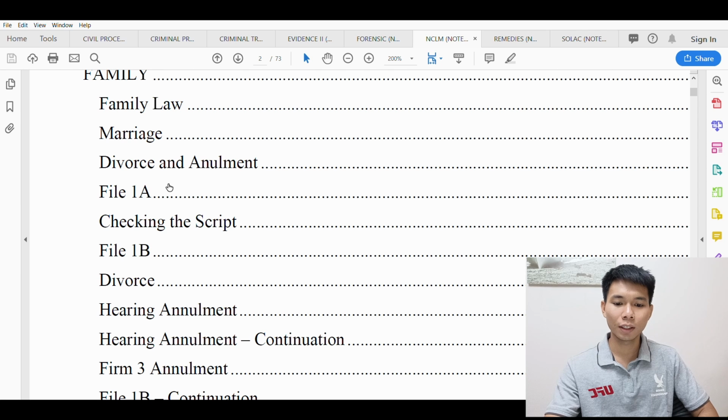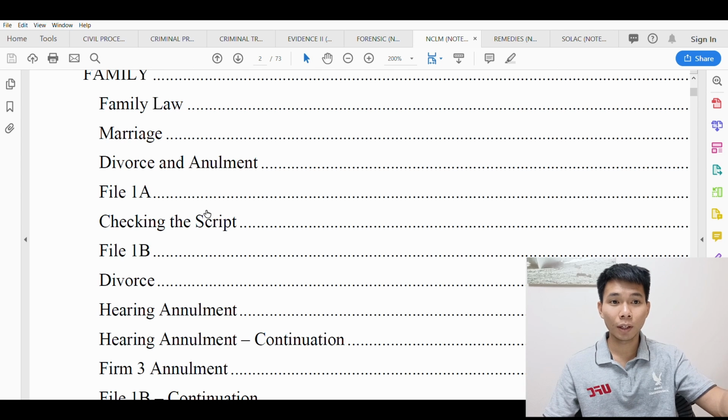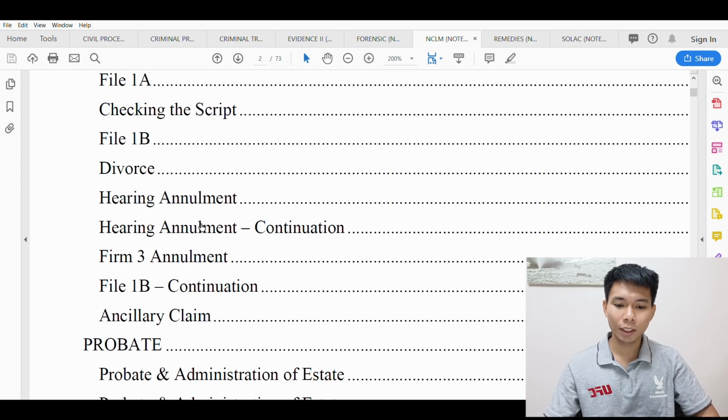For family law, you are also going to make a document for divorce and annulment, which is known as file 1A. And then you are going to have a mini court session regarding file 1A. So you will have your lecturer being the judge, the high court judge, and you will have to answer her questions when you want to apply for a divorce and annulment. So that's another assignment. There's also file 1B.